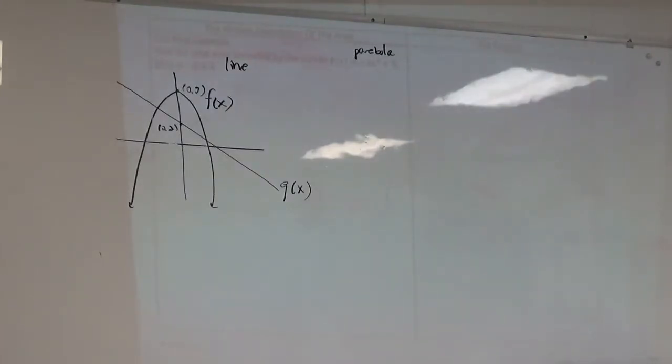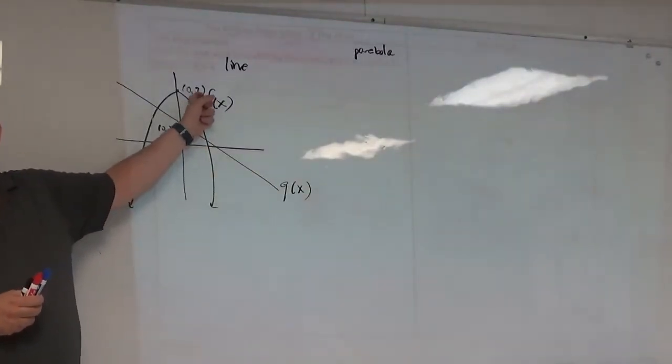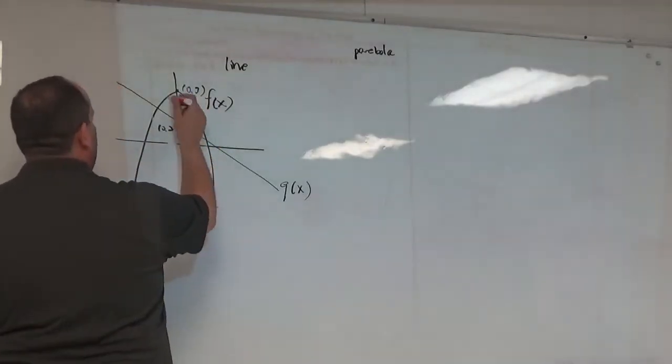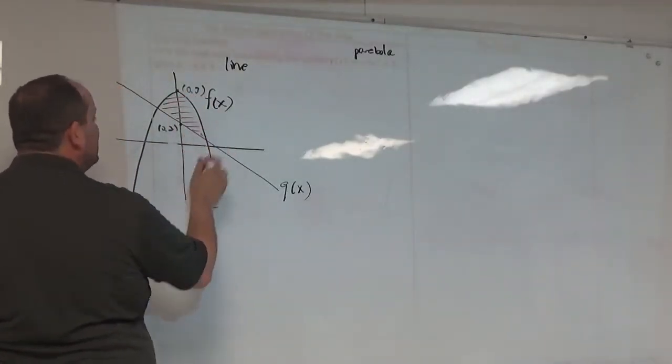Find the total area bounded by f of x, the parabola, and the line. The region that's bounded by that is this section here.